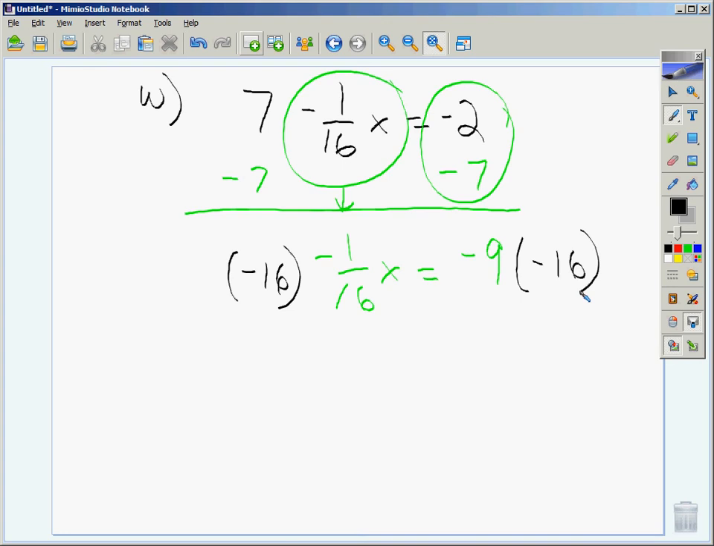The negative times a negative makes a positive. The 16s cancel, just leaving me my x. My negative times my negative makes a positive. And then 9 times 16 is 144.